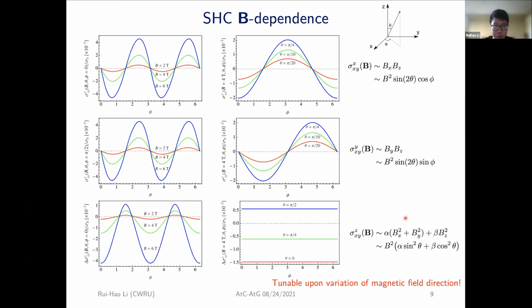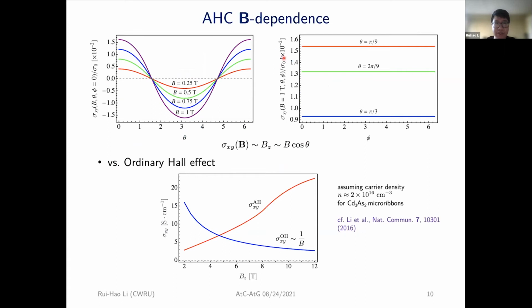Without getting too much into the detail, I just want to emphasize that, as you can see from these plots, the spin Hall conductivity is really tunable upon variation of the magnetic field direction. And in particular, both the direction as well as the magnitude can be tuned depending on the orientation. Similarly, you can do the same thing for the anomalous Hall conductivity. In this case, it shows a simple Bz dependence in the low field limit, which comes down to a cosine theta dependence without any phi dependence here.